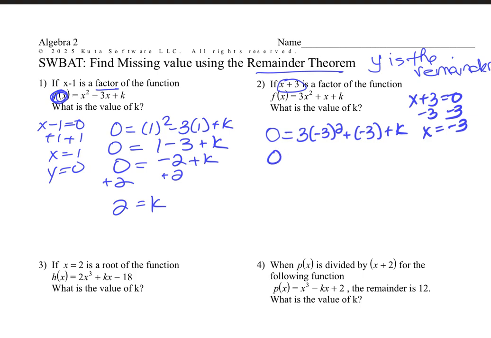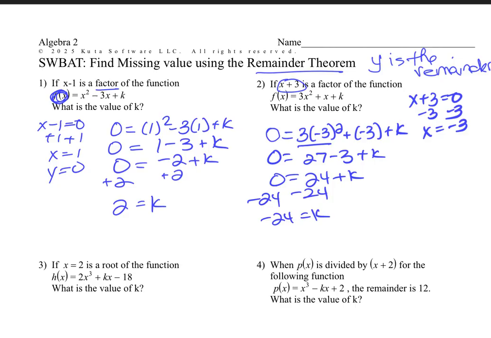Now you have to know your order of operations or be able to plug these in correctly. So this right here should be 27 minus 3. So it's 24 plus k. So k is negative 24. Yay. Okay.